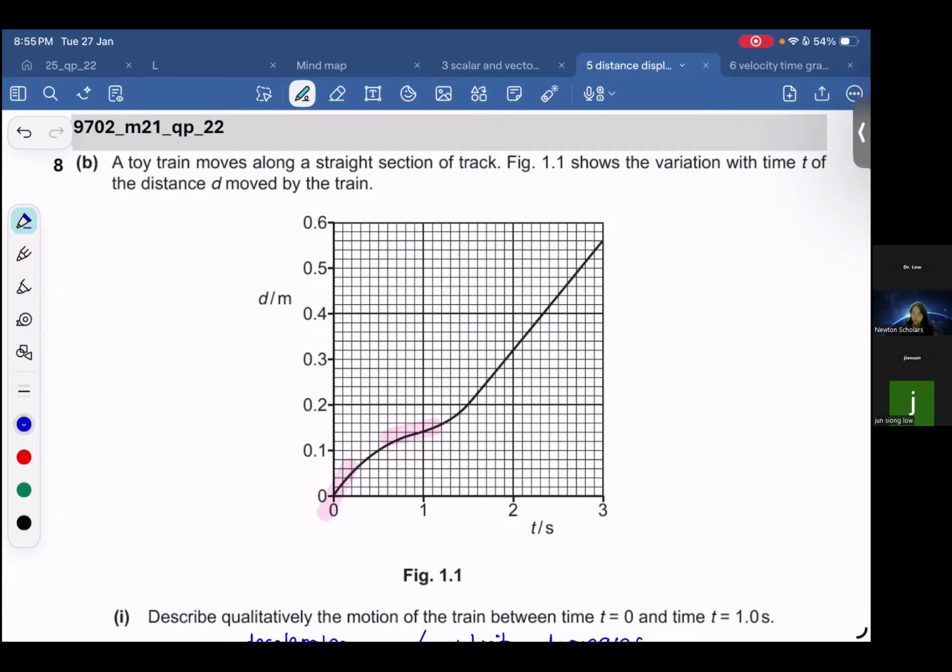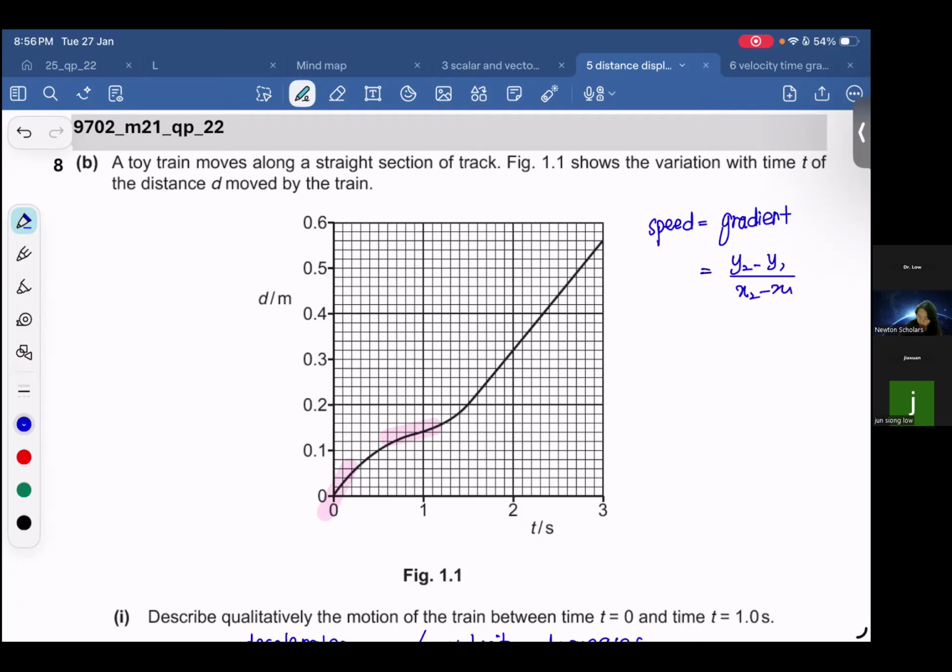Jiaxuan, yes. Junxiang? Speed is we're finding the gradient. Okay, we can find the gradient. So finding gradient, I want you to draw a triangle. Zhuxiong, no, not correct. Okay, gradient is y2 minus y1 divided by x2 minus x1.